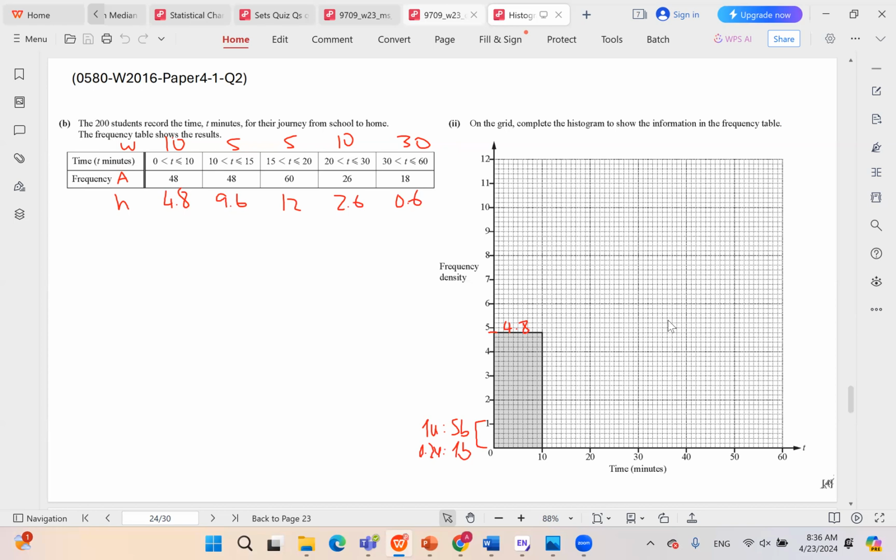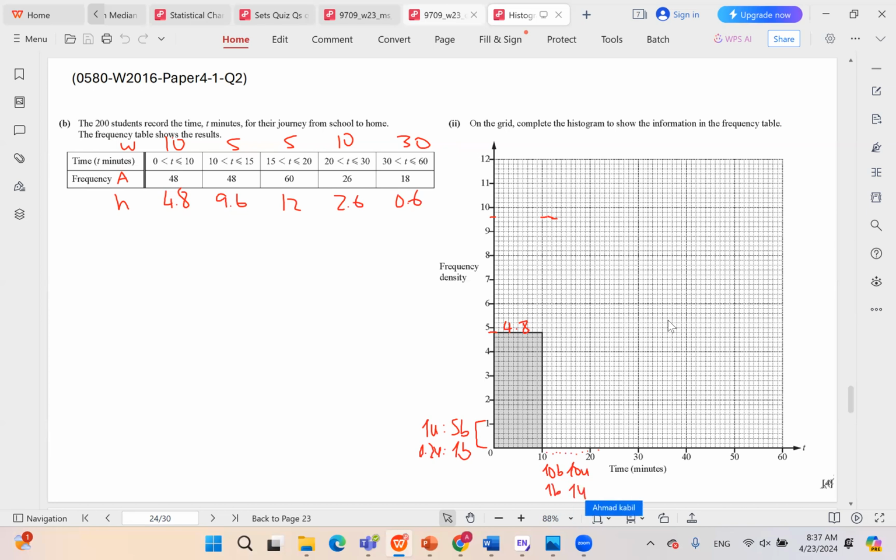Now, we want to draw from 10 to 15, a height of 9.6. So 9.6 would be 3 boxes above the 9. So there it is. And we want to go from 10 to 15. So 1, 2, 3, just midway between 10 and 20, because let me just get you the ratio as well here. So from 10 to 20, 1, 2, 3, 4, 5, 6, 7, 8, 9, 10. So we have 10 boxes for 10 units. So one box for 1 unit.